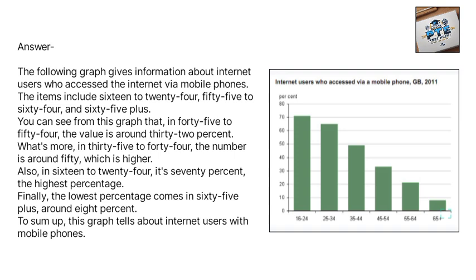Also, in 16 to 24, it's 70%, the highest percentage. Finally, the lowest percentage comes in 65 plus, around 8%. To sum up, this graph tells about Internet users with mobile phones.